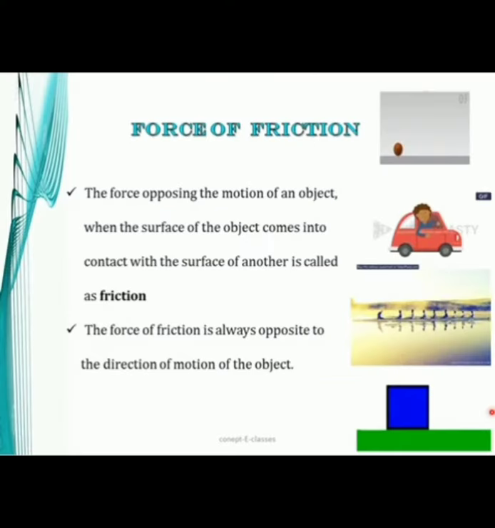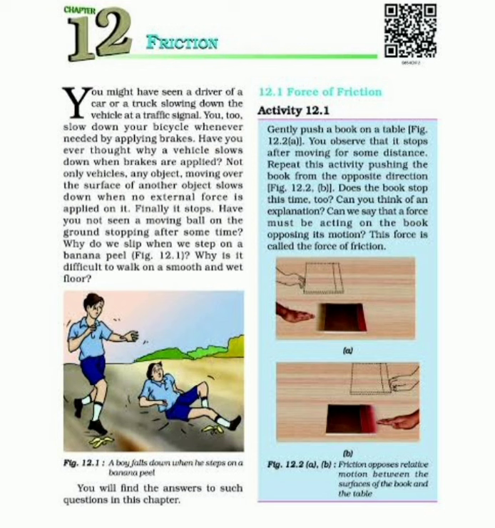Now, what is meant by friction? The force opposing the motion of an object when the surface of the object comes into contact with the surface of another is called friction. The force of friction is always opposite to the direction of motion of the object. Understand children? Like, see activity 12.1.